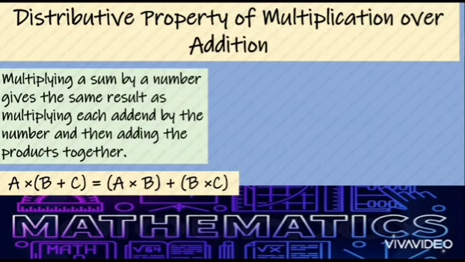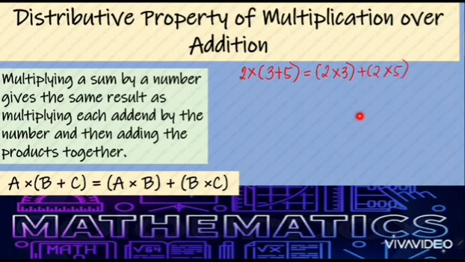Another property is the distributive property of multiplication over addition. Multiplying a sum by a number gives the same result as multiplying each addend by the number and then adding the products together. So, A times quantity B plus C is also equal to quantity A times B plus quantity A times C. Okay? Gawin nga natin. Halimbawa, 2 times 3 plus 5. So, equal din daw siya kay 2 times 3 plus 2 times 5.